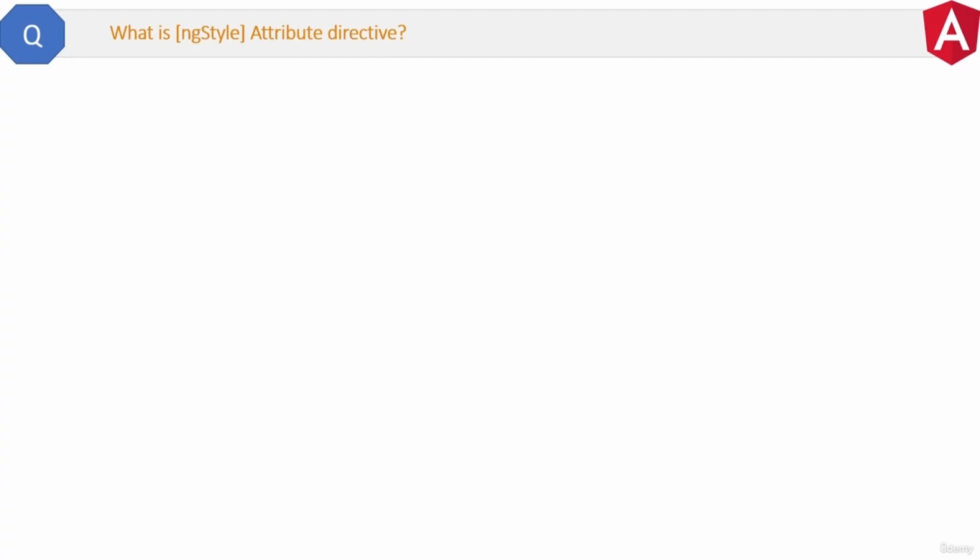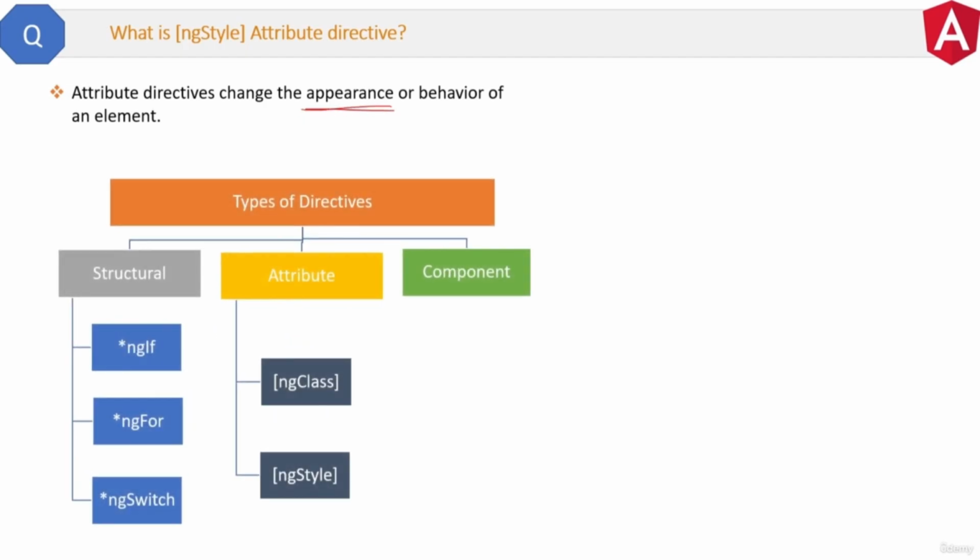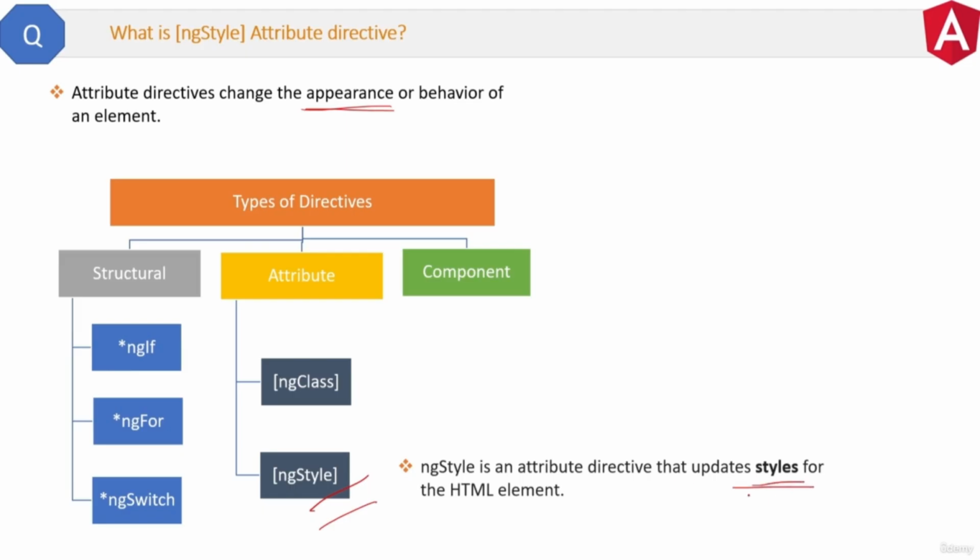What is ng-style attribute directive? Let's first recap the attribute directive definition. Attribute directives change the appearance or behavior of an element. Now here are the types of directives and then the types of attribute directives. We will only focus on the ng-style directive in this question. So what is ng-style directive? ng-style is an attribute directive that updates styles for the HTML element. So this is the theory and one-line definition.